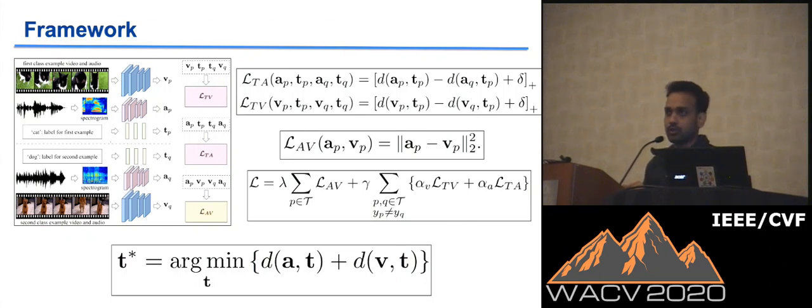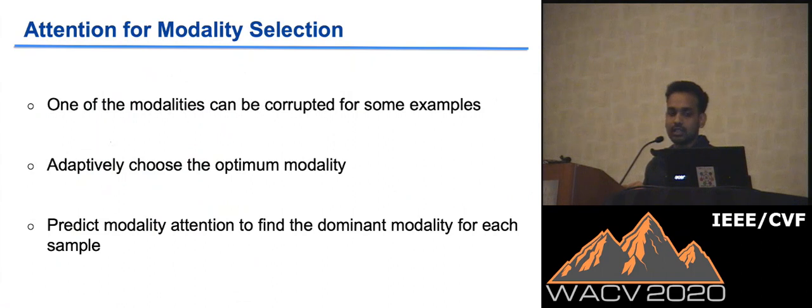Although adding the distance from both modalities seems the obvious way to infer the class label, it severely degrades the performance when one of the modalities is corrupted. So we propose an attention prediction network to find out the dominating modality out of both, and during classification, we use the dominating modality to get the final class label.